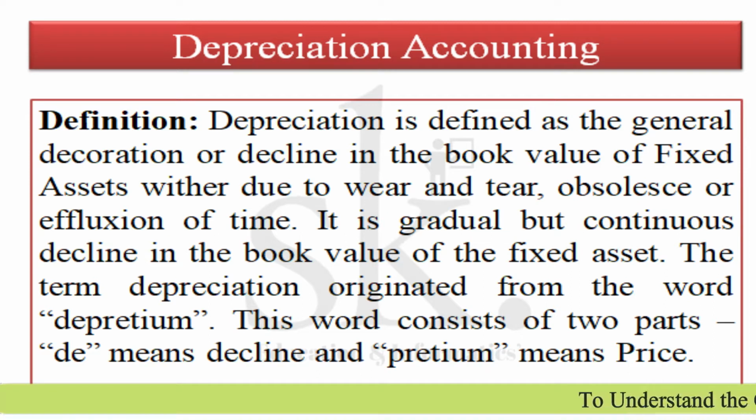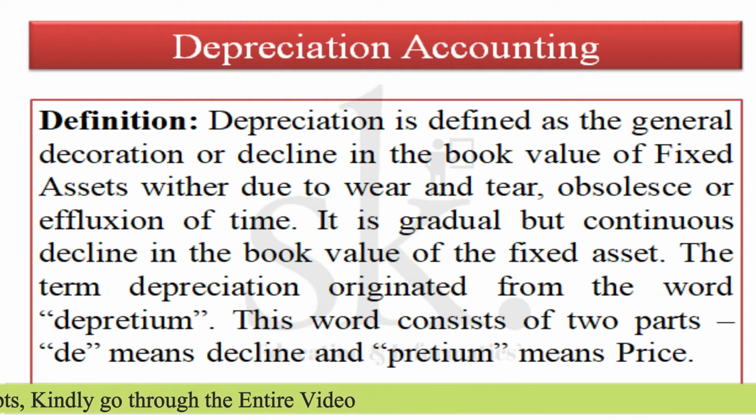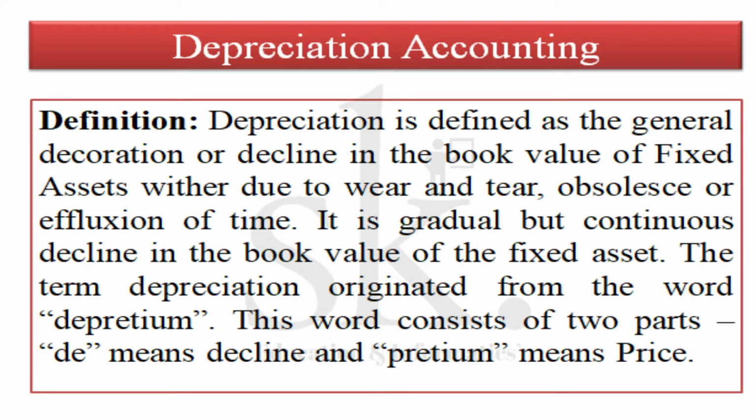In today's video, we will be discussing what is depreciation, methods of depreciation, and journal entry relating to depreciation. Now, depreciation is defined as a gradual decline in the book value of an asset. That means it is a decline with respect to the fixed asset. It's due to wear and tear, obsolescence, or the effect of time.